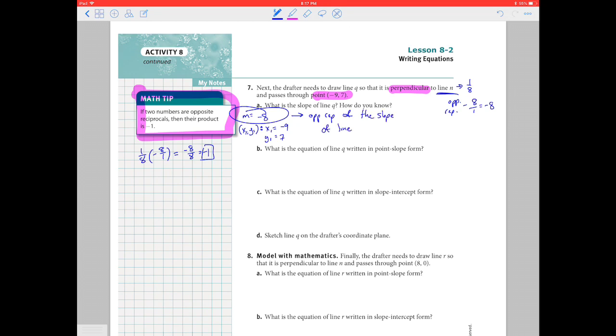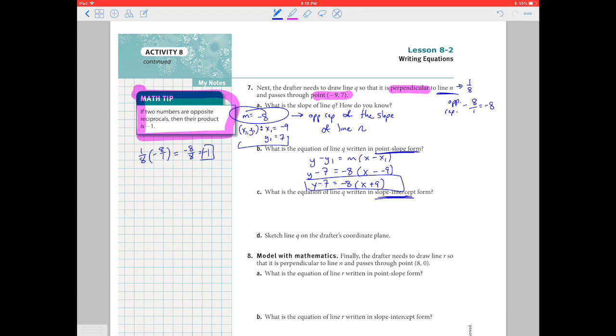of line n. Point slope form, which is y minus y1 equals m times the quantity of x minus x1. That information is all up here. So we have y minus y1, which we said was 7, equals -8 times x minus x1, which was -9. So let's clean that up. So we have -8 times the quantity of x plus 9. This is our answer because that is in point slope form.